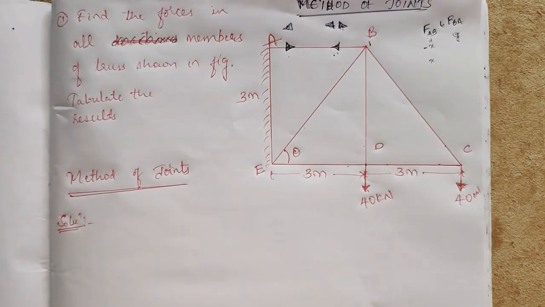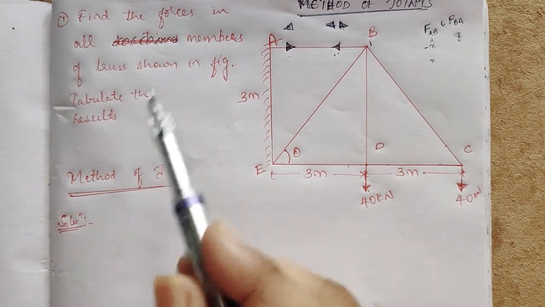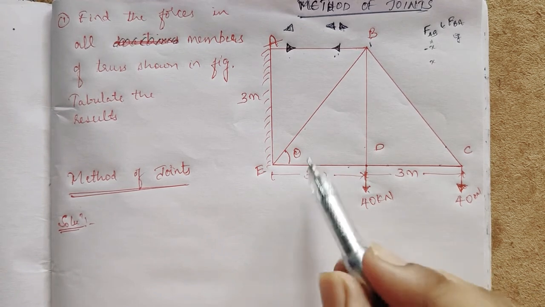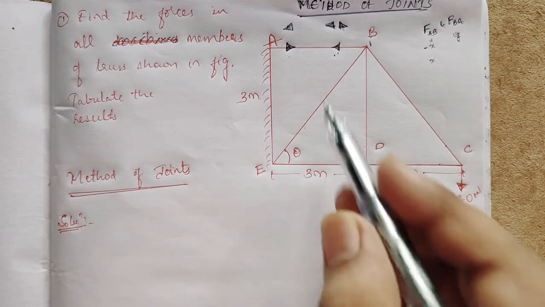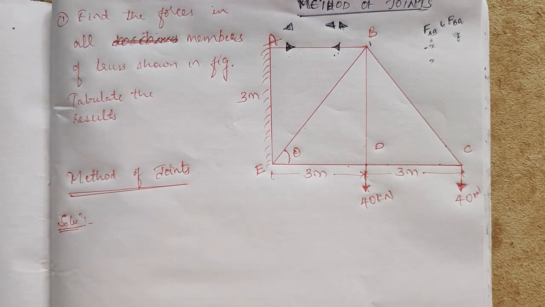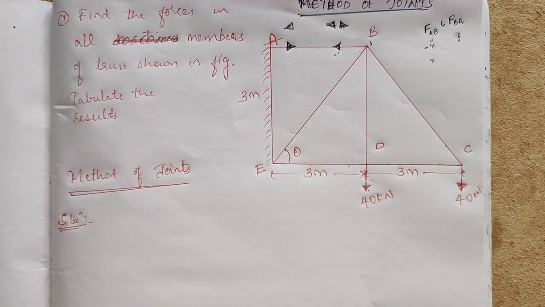So here in this problem, find the forces in all the members of the truss shown in the figure, and tabulate the results. This is from the method of joints. See here, this is the truss ABC. The directions I don't know, so we have to assume them, and corresponding to the step we will find them. If this is theta, this is also theta, they have given. I'll go step by step.